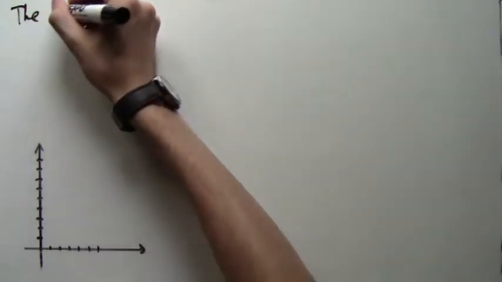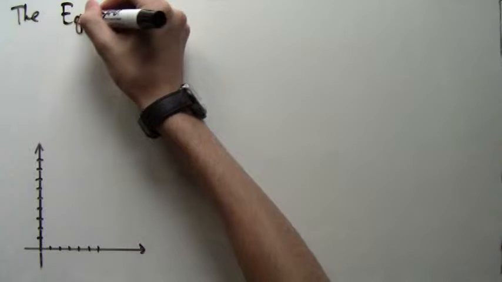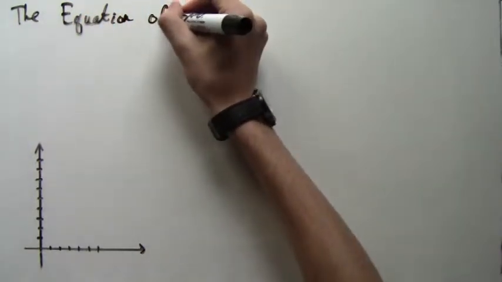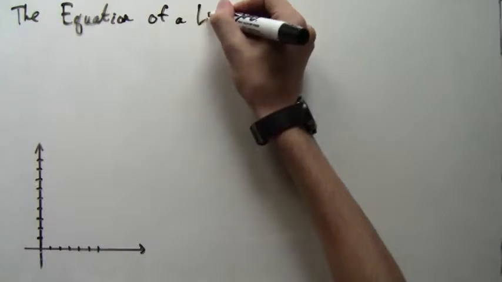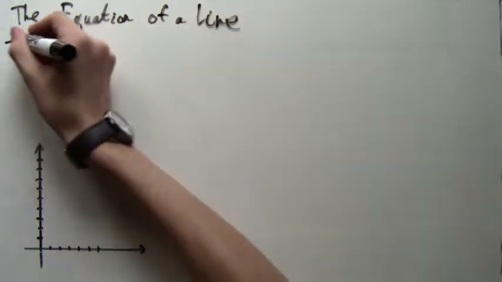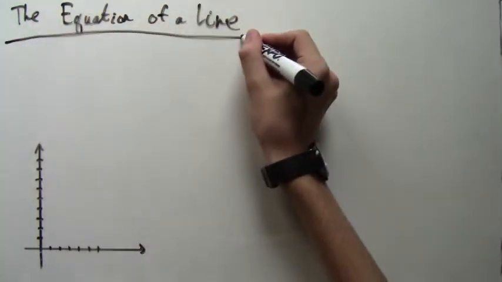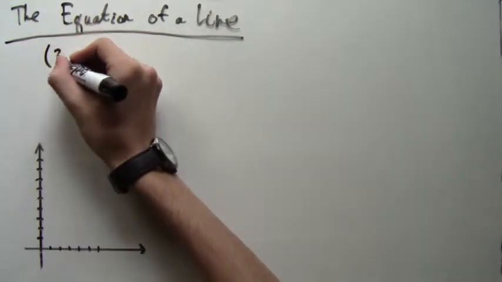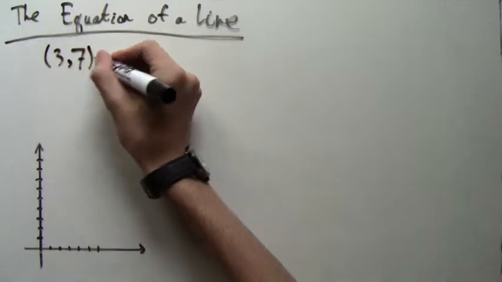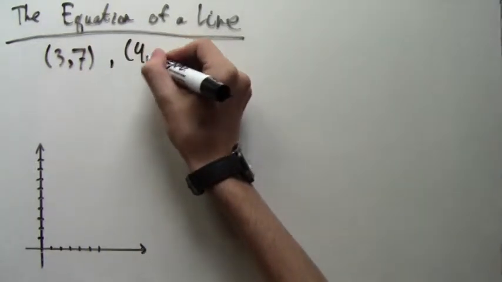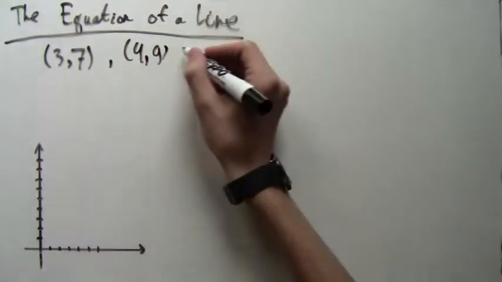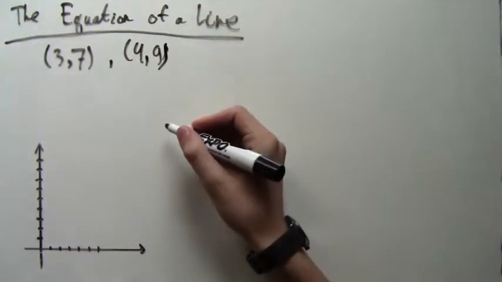In this video lesson, we will learn how to find the formula for a line that passes through two given points. As our first example, we will take the points (3, 7) and (4, 9). So first, we will plot these two points and the line connecting them on the coordinate plane.